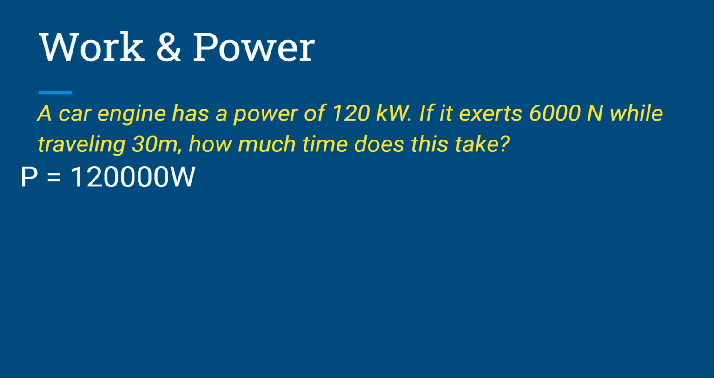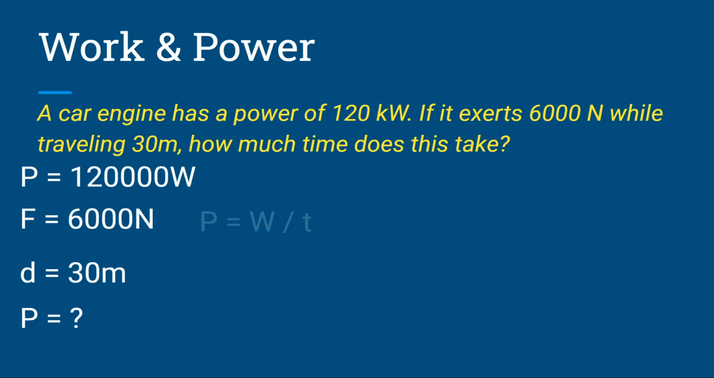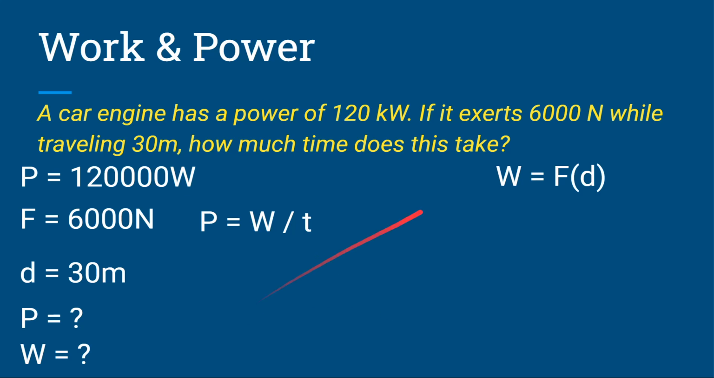Okay, so I've got my power. I have a force, 6,000 newtons. I have a displacement or distance here, 30 meters, and I'm looking for time. I'm not actually looking for power. I need to fix that. I'm looking for time. Okay, I know my power equation has time in it. Work divided by time. Okay, but I don't have the work. So before I can use that, I need to first find the work. So I guess I do need to use both of these equations, but I'm going to actually use this work formula first and then find the time from my power equation.